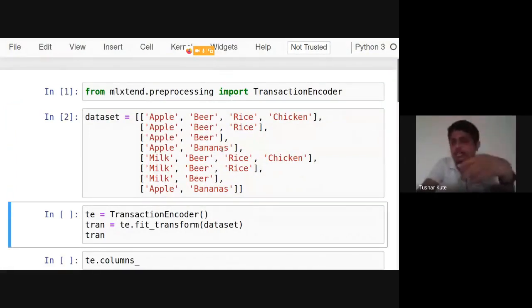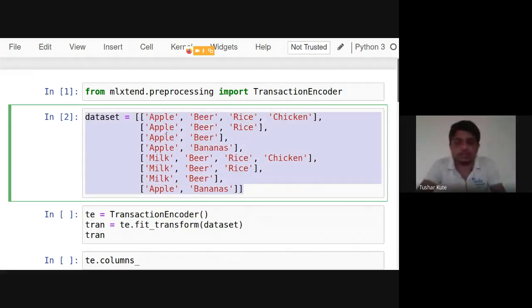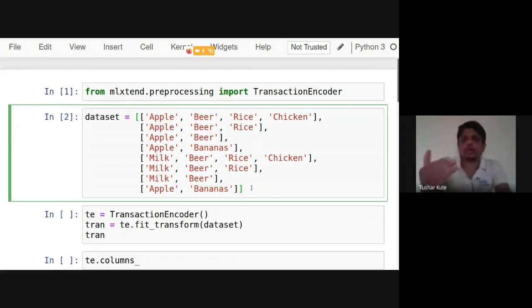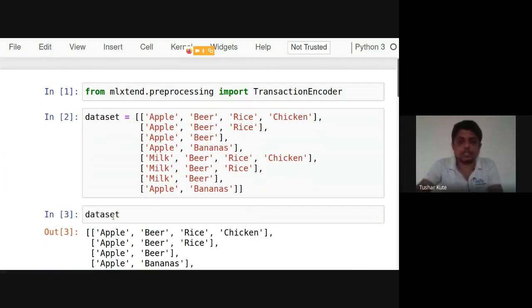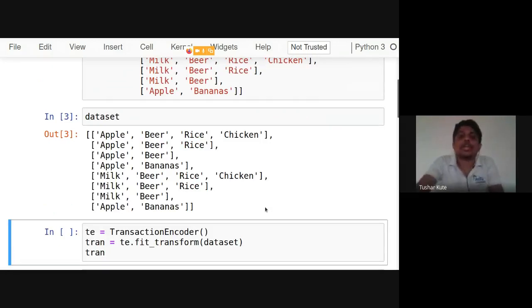Let's say the data set that you have read was in this particular pattern. It was something like apple, beer, rice, chicken, apple, beer, rice, apple, beer, apple, bananas. Here, bananas is added instead of pear. So milk, beer, rice, chicken, milk, beer, rice, milk, beer, bananas, and apple and bananas. Same as before, only instead of pear I have bananas written over here. That's the data set I have created. If I print the data set, you can see random transactions are present over here.